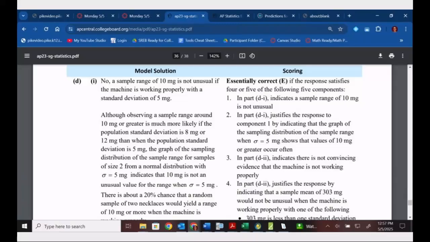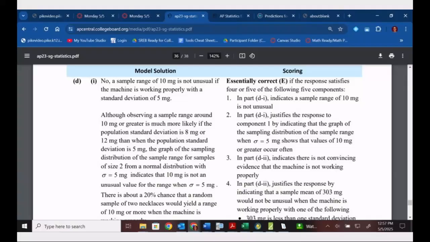So there are lots of ways that you can make that appeal. They said here, no, a sample range of 10 milligrams is not unusual if the machine is working properly with a standard deviation of 5 milligrams. And then here they're talking about the graph of the sampling distribution for the sample range of sizes 2. You have quite a few. There's about a 20% chance that a random sample of 2 necklaces would yield a 10 milligrams or more.